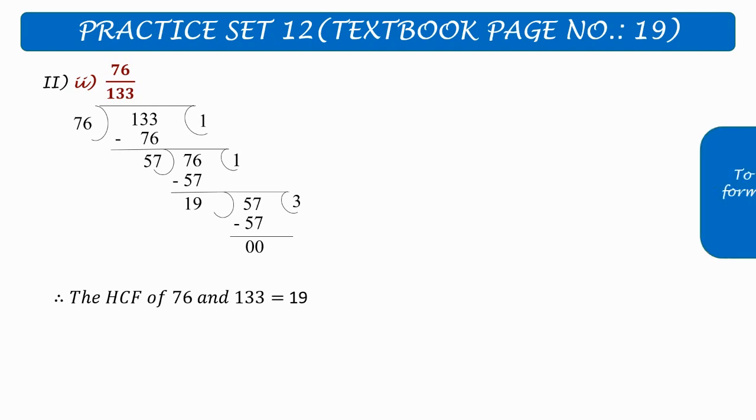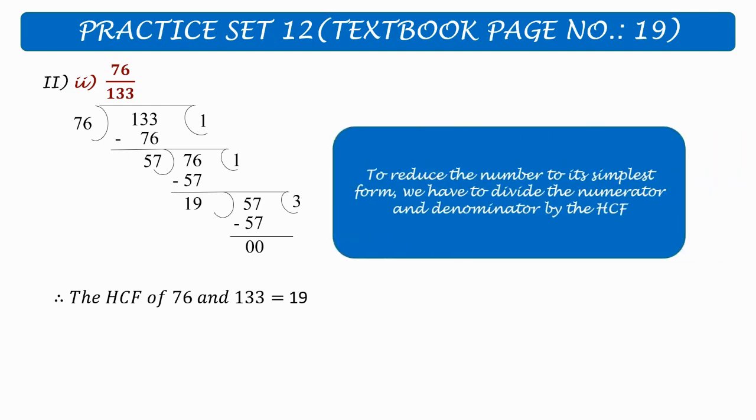Again, to reduce the number to its simplest form, we have to divide the numerator and denominator by the HCF. So here we have the numerator as 76 and denominator as 133. So to reduce, we will be dividing 76 and 133 by 19. So we get 76 divided by 19 upon 133 divided by 19. So we get the simplest form as 4 upon 7. So we can say that 76 upon 133 in its simplest form is 4 upon 7.